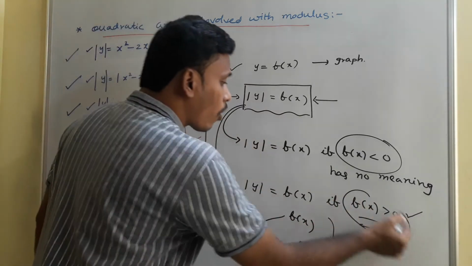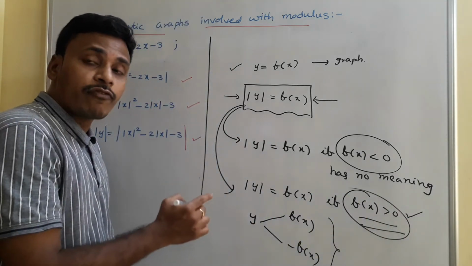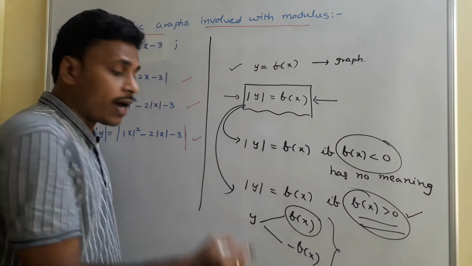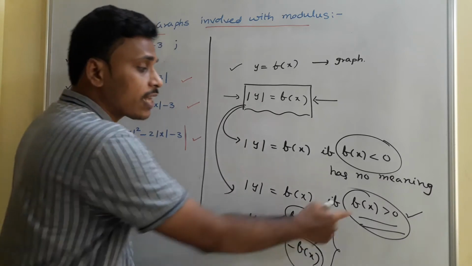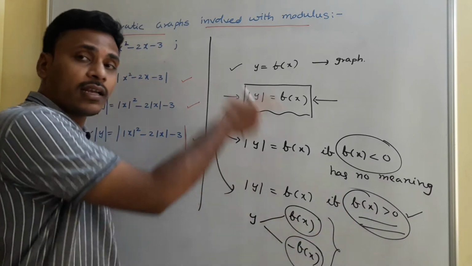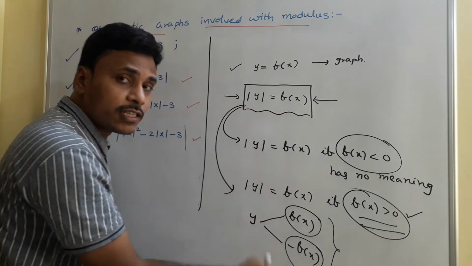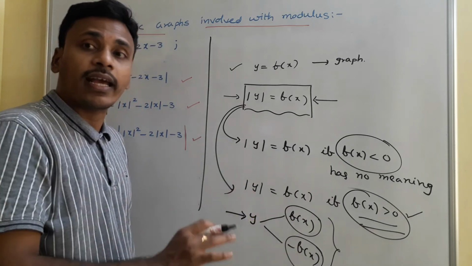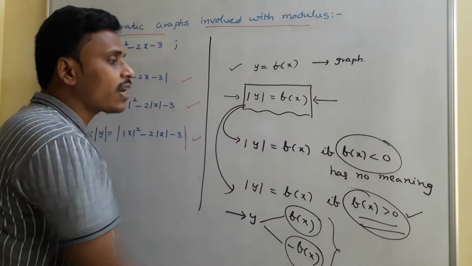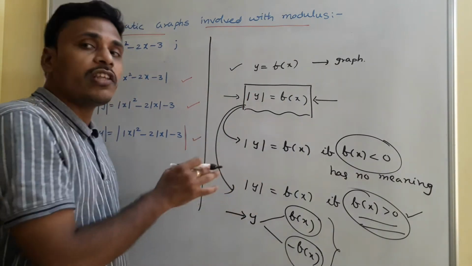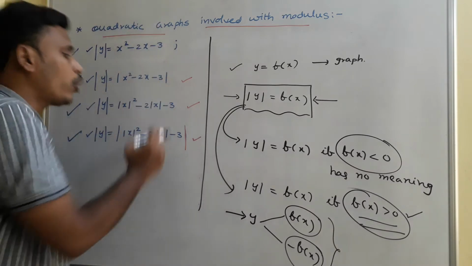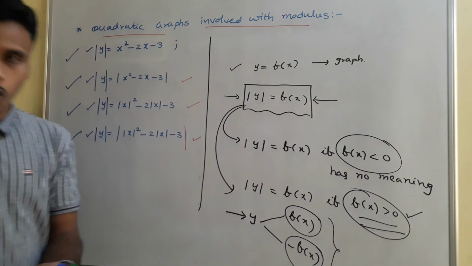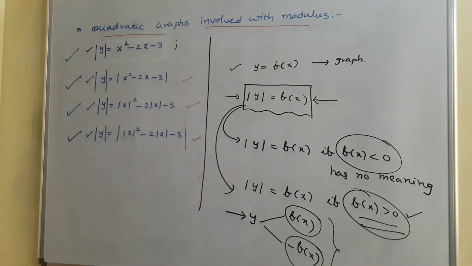In this case, if f of x is positive, the graph will have two parts. One part is f of x, other part is minus f of x. Since f of x is positive, this part is above x-axis, this part is below x-axis, and that means the graph is symmetrical about x-axis. Okay, this is the general discussion. With the help of this general discussion, now I am going to sketch these four graphs using the graphs from yesterday's class. Okay, just have a look.